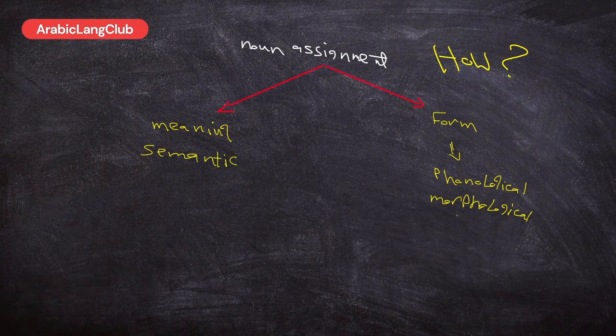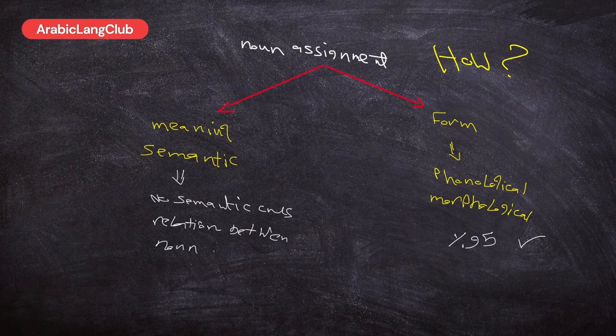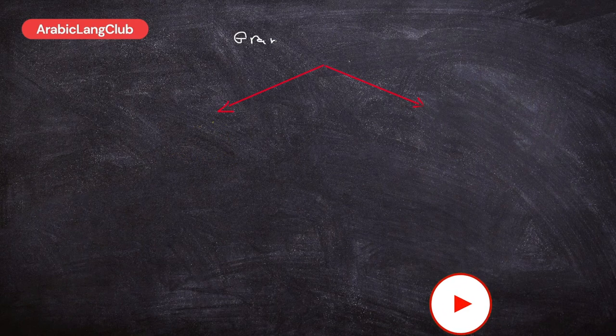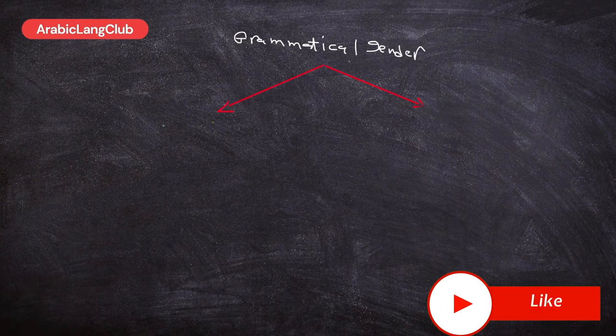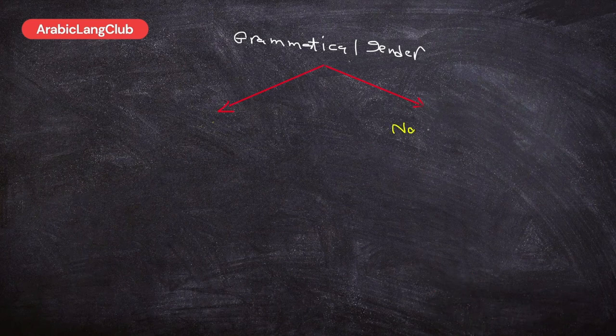But here we have something important. When there are no semantic cues, the relation between a noun and its gender is arbitrary. So, by assigning the noun according to its form, phonologically or morphologically, you're going to get it right up to 95%. Our main problem here is the grammatical gender, because with this one, there are no semantic criteria. So the form is the best solution.